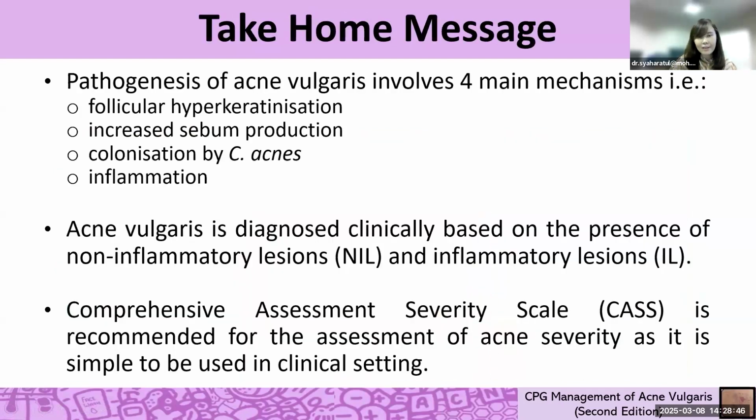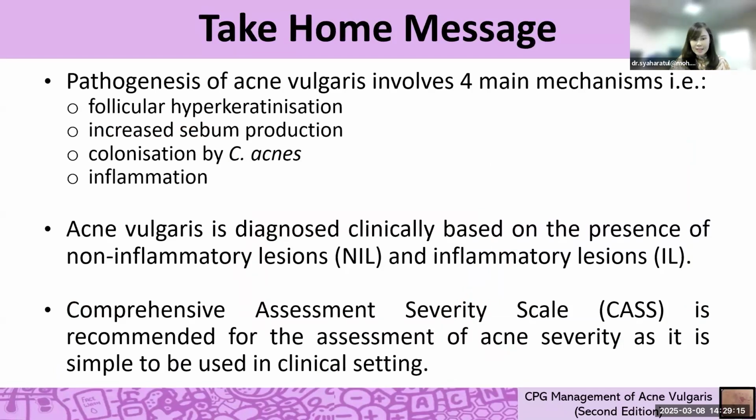So I've reached the end of my first lecture. Basically the take-home message: first, the pathogenesis of acne vulgaris involves four main mechanisms. These four main mechanisms are important for you to bear in mind because they help you understand why certain treatments are being used in the treatment lecture later. The four main mechanisms are firstly, follicular hyperkeratinization, increased sebum production, colonization by Cutibacterium acnes, and lastly, inflammation.